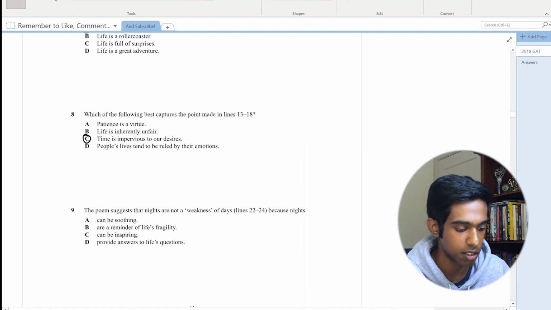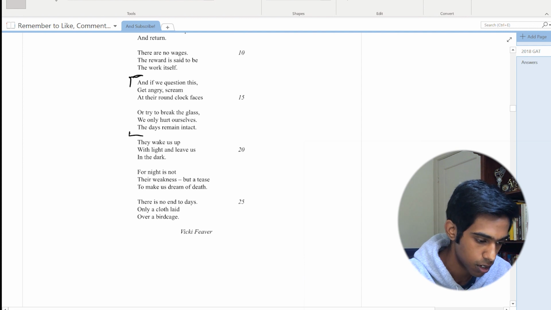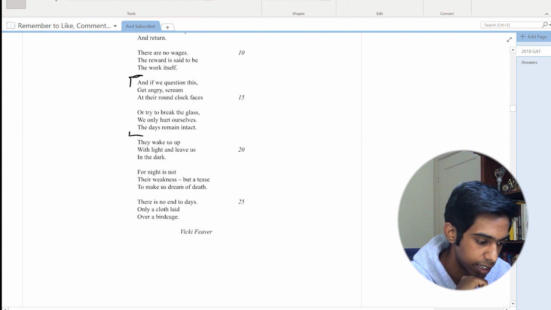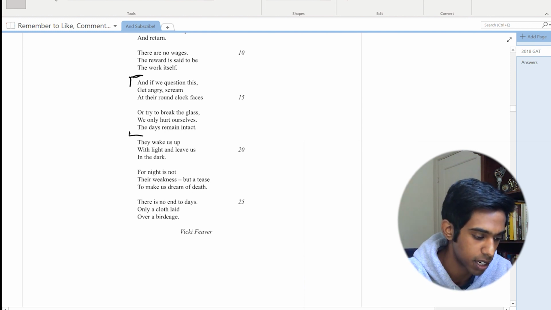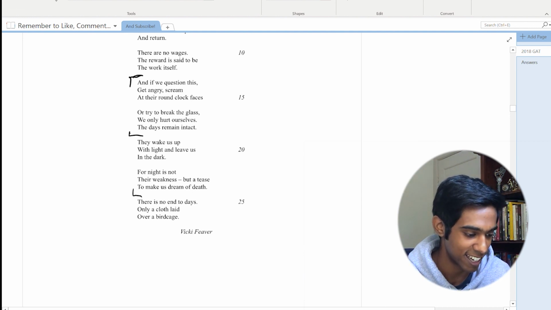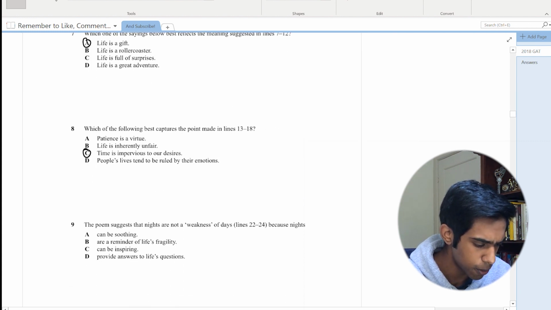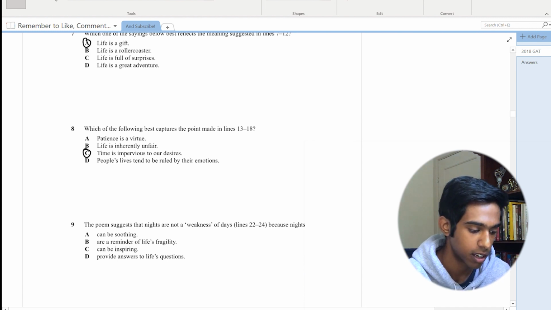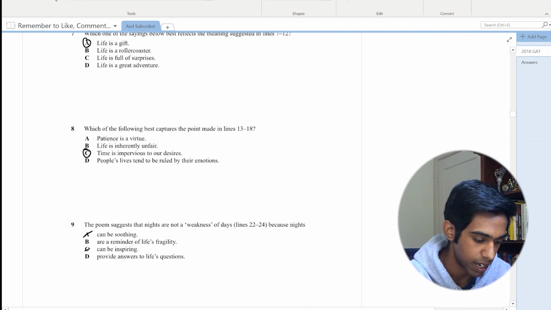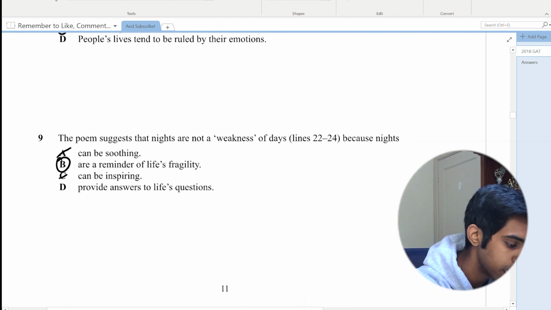Then the poem suggests that nights are not a weakness of days because nights... So let's have a read from 22 to 24. Okay, so they wake us up with light and leave us in the dark, for night is not their weakness, but a tease to make us dream of death. So that's very, very dark, but we'll keep reading. So the poem suggests that nights are not a weakness of days because nights, it's definitely not A, can be soothing, definitely not C, can be inspiring. But I think since there's talk of death, it would definitely be a reminder of life's fragility. B.